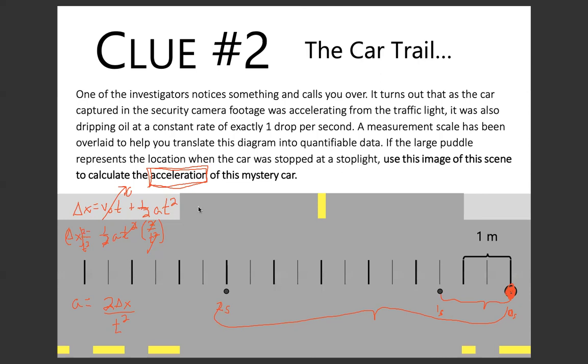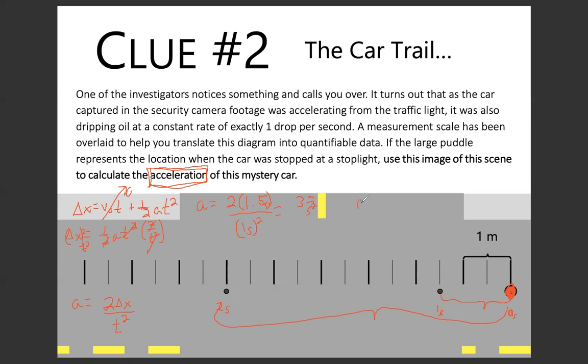In that case, we would have a equals 2 times delta x, and this is 1 meter, so to here is 1.5 meters. So that would be 2 times 1.5 meters over 1 second squared. That's from 0 to 1. So that would be 3 meters per second squared, right? 2 times 1.5 is 3, and 1 squared is 1. So 3 divided by 1.